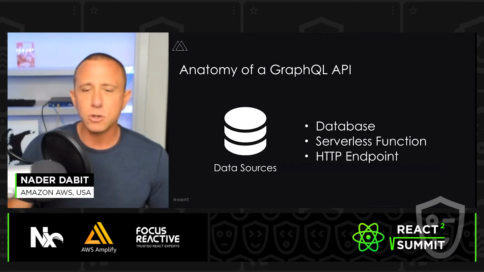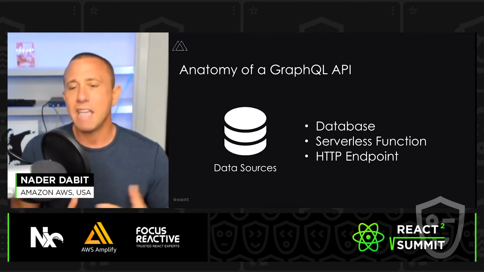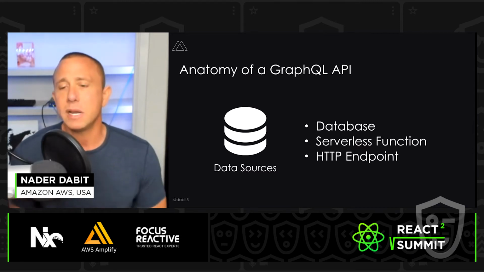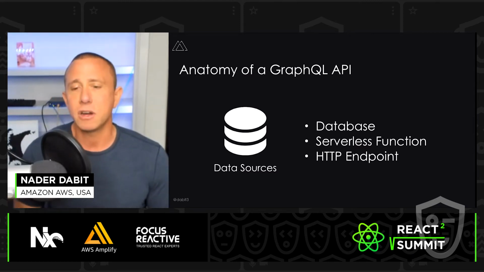So a data source can be either a database, a function that is outside of the main service itself, or an HTTP endpoint for bringing a microservice architecture into a GraphQL API.